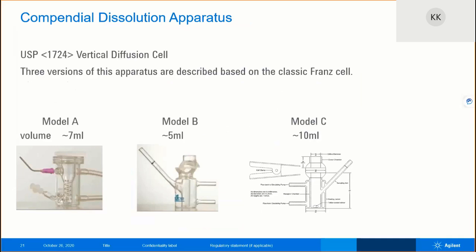So what are there as modifications for your standard dissolution apparatuses? You have the vertical diffusion cell. There are sort of 3 different versions described based on the classic Franz cell. I don't want to go into too much detail because we don't sell them. They're not used a lot, but you can basically have them here for your reference, right?